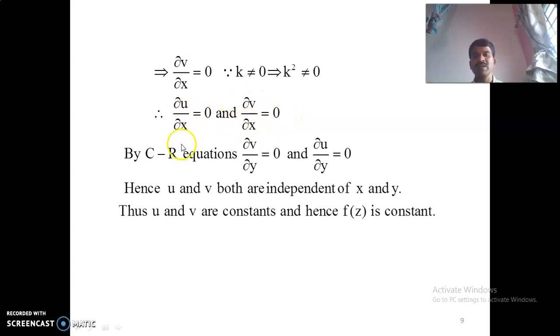So by making use of the CR equations, ∂u/∂x is ∂v/∂y, so this is also 0. And ∂v/∂x equal to minus ∂u/∂y, so ∂u/∂y is also 0. Hence u and v both are independent of x and y. Thus u and v are constants. Hence the magnitude of f(z) is constant. So if the modulus of f(z) is constant, then ultimately f(z) is also constant.